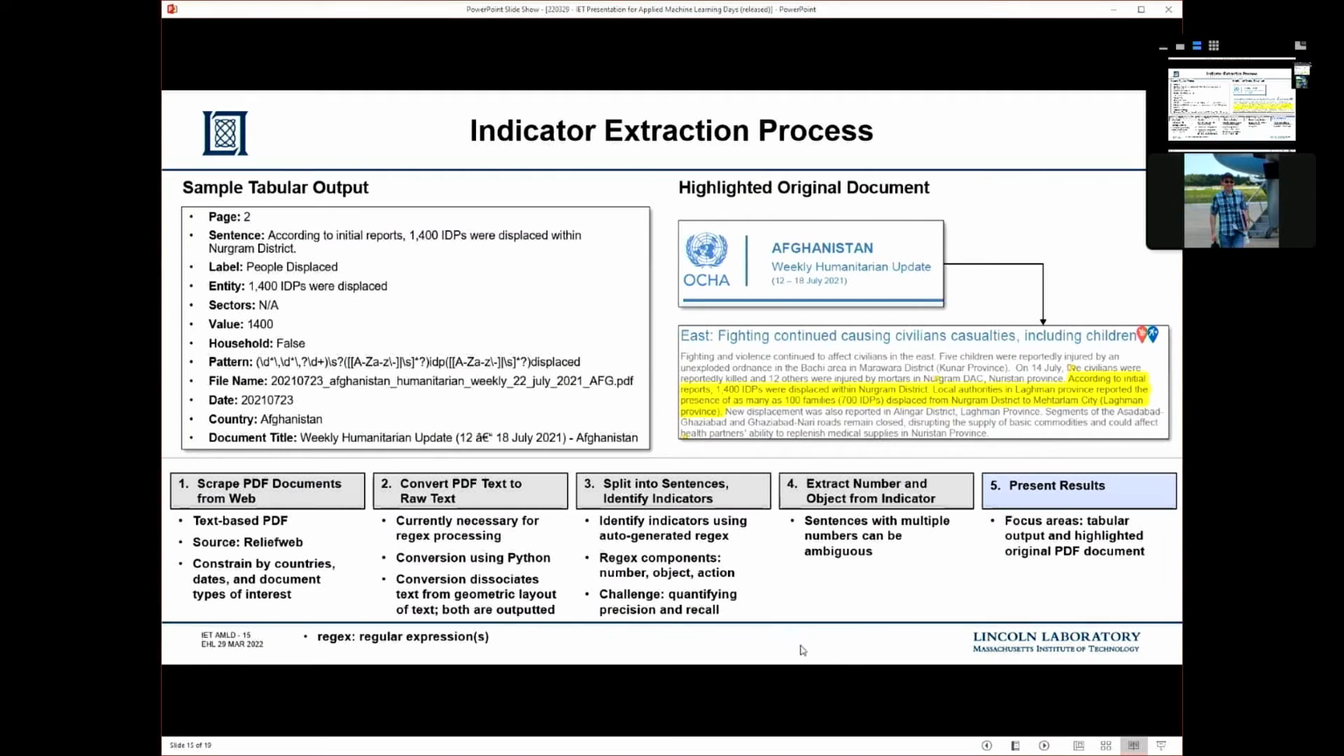The last step in the indicator extraction process, once you've identified the indicator, is you either output it to a spreadsheet. This is a sampling of one of the rows of that spreadsheet. You can see there's a lot of different entries here. Or you can highlight it within the original document itself, which some analysts we've spoken to seem to prefer. And here's just a sampling of that for the same indicator.